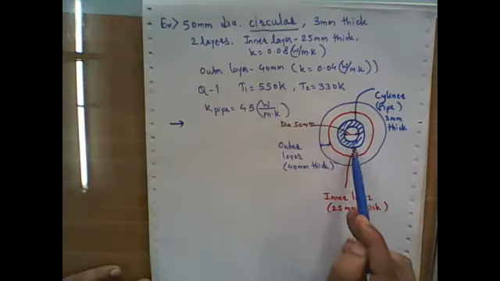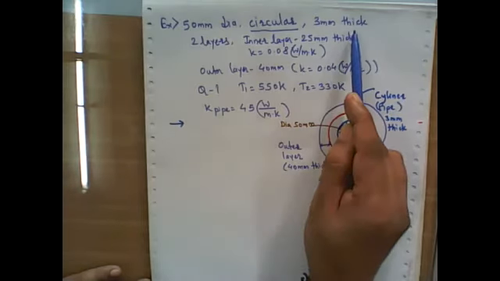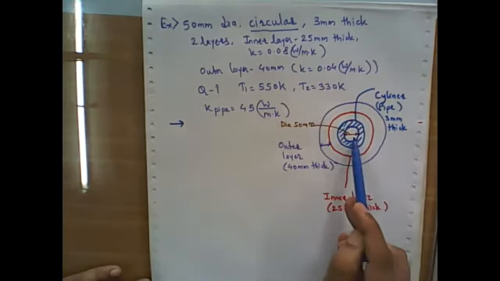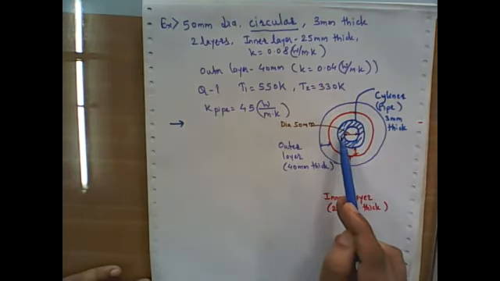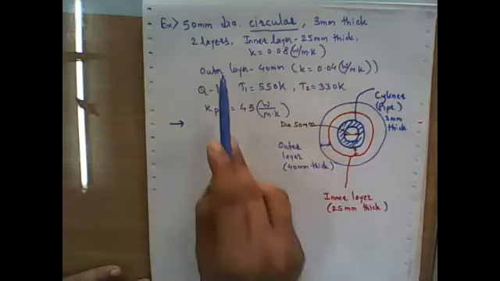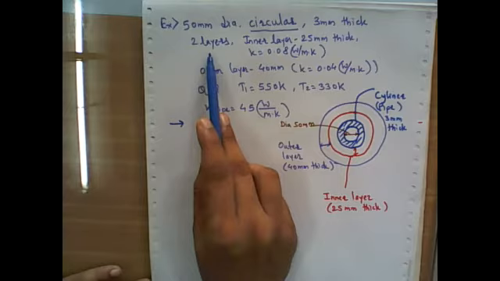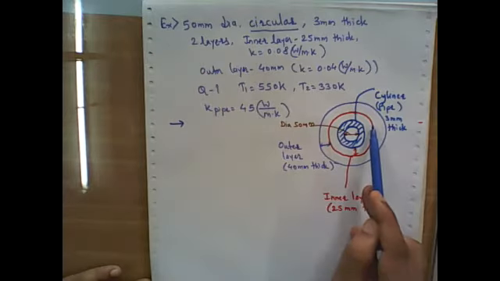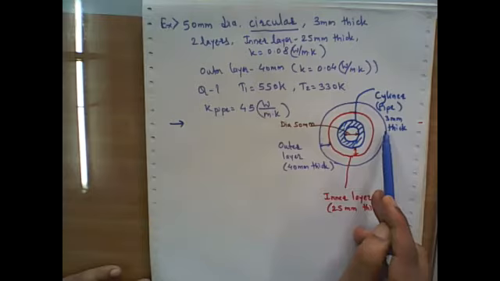Then the outer diameter can be calculated with the help of this thickness because 3 mm thickness is given. So this diameter plus 3 plus 3, right? So 56 diameter for the outer pipe of the cylinder. Then they have given there are two layers. So this is one layer represented by red color and second layer is represented by violet color.